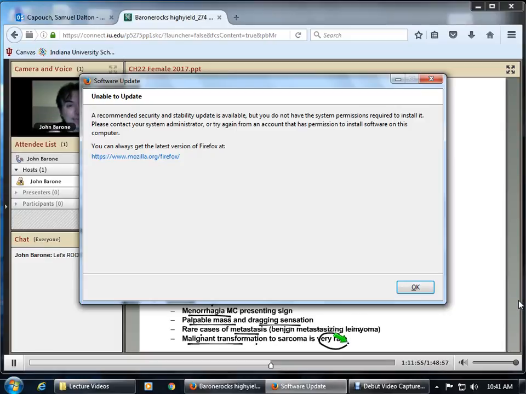Most malignant leiomyosarcomas, they arise de novo. They usually arise de novo, because they usually arise on their own, and they usually arise post-menopausally. That's a very important distinguishing feature between a benign leiomyoma and a malignant leiomyosarcoma.